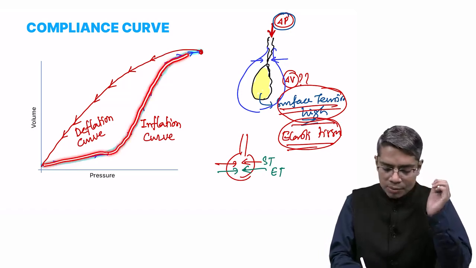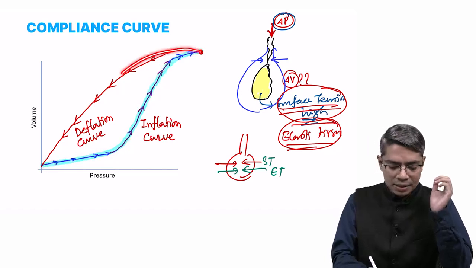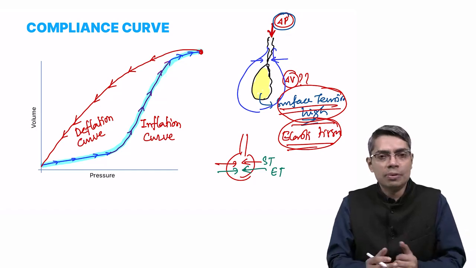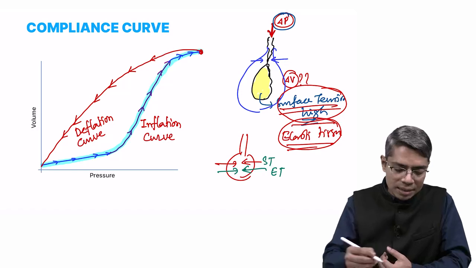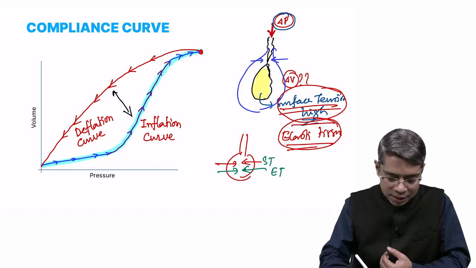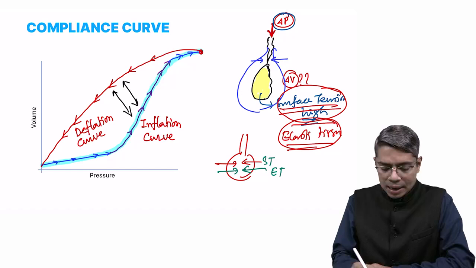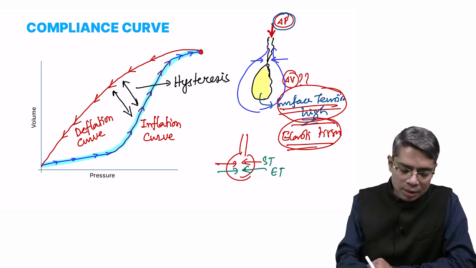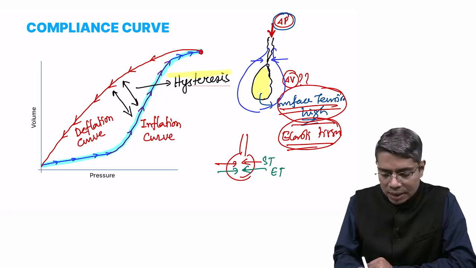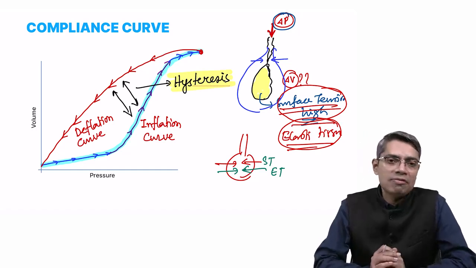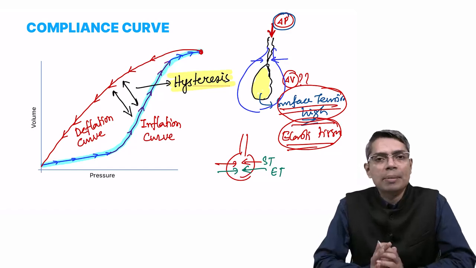But after full inflation, whenever I release this lung, it deflates, and the deflation happens with a huge amount of force, or rapidly. So there is a typical gap between the two curves, inflation and deflation. This gap is known as the hysteresis property of the lung. The gap between these two curves is known as the hysteresis property of the lung. Means inflation and deflation do not follow the same pathway.